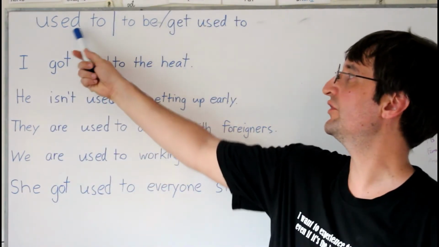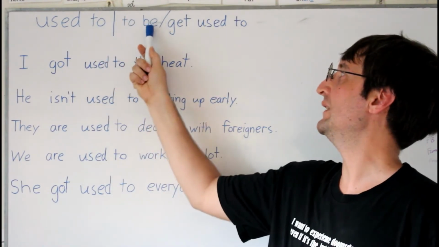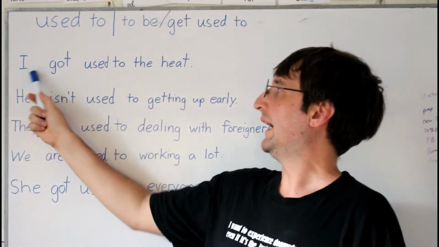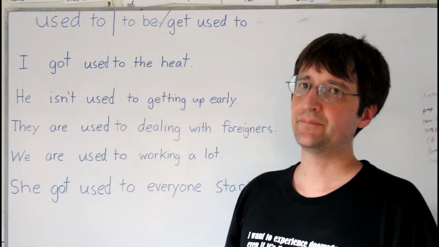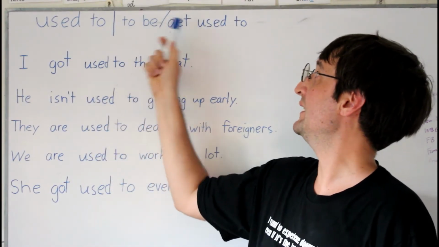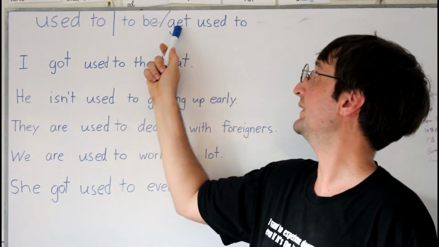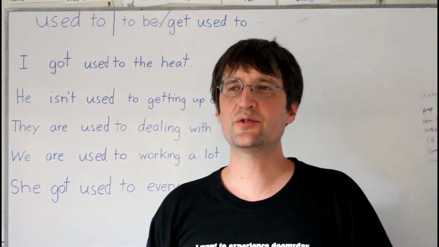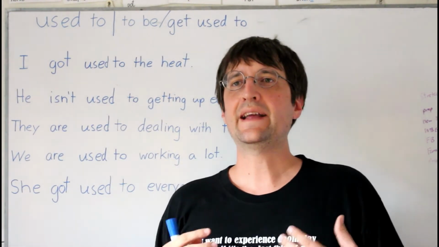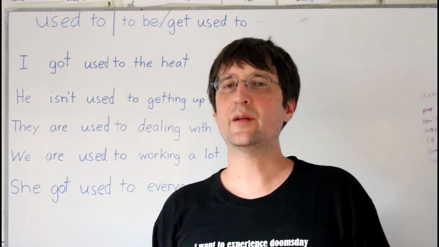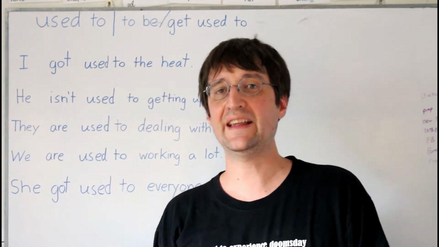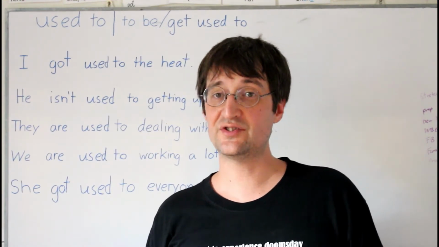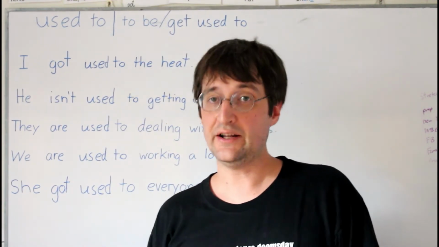Let's look at used to or be used to. So we looked at used to, but now let's look at to be used to or get used to. I got used to the heat. Now if you see this, either the verb to be and used to or the verb get used to, in this case, I got used to the heat. That shows that over time I got familiar with something. Something was not so difficult to handle anymore. When I first came to Thailand, I was not used to the heat. And then I got used to the heat.